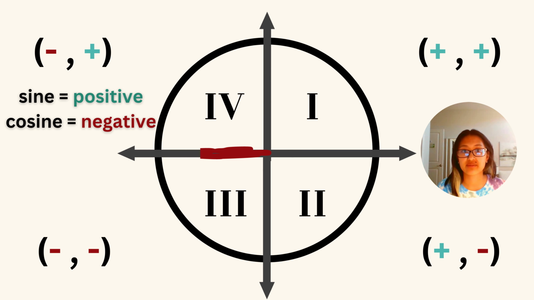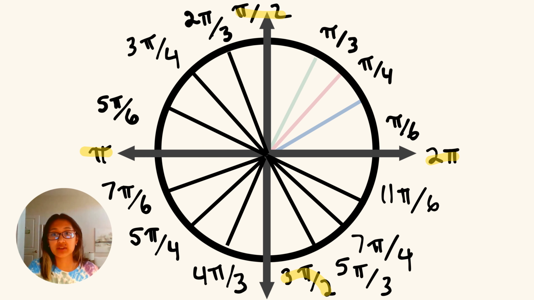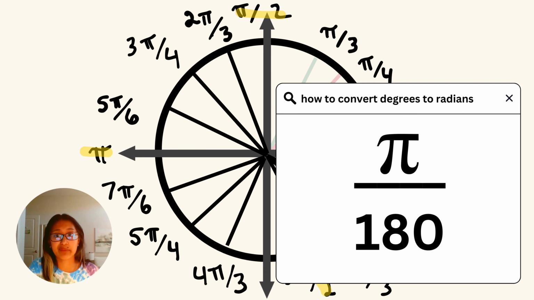and sine is positive. As another way to measure an angle, you can convert degrees to radians by multiplying by pi over 180.